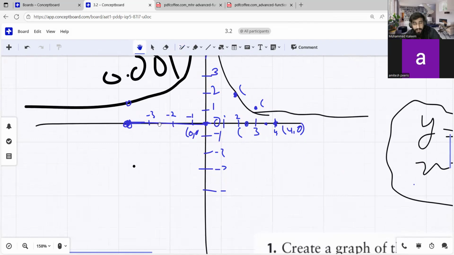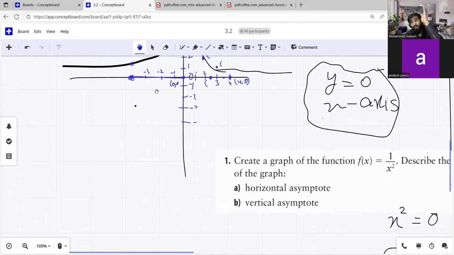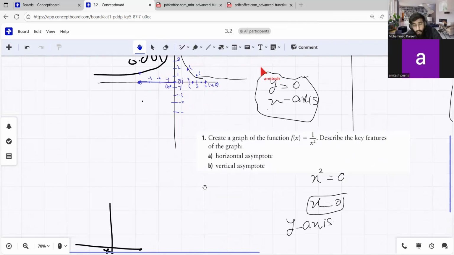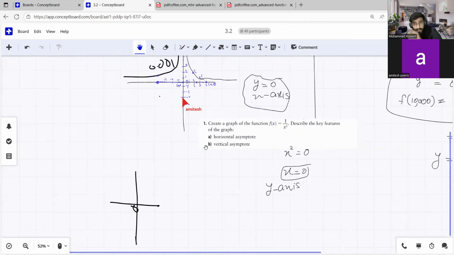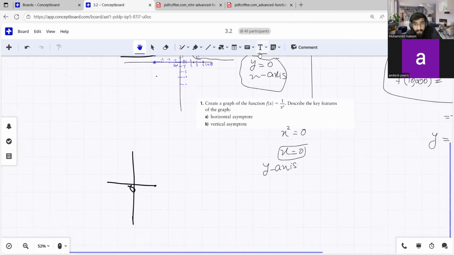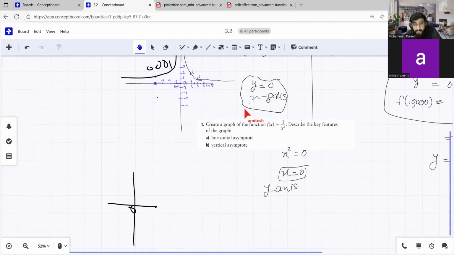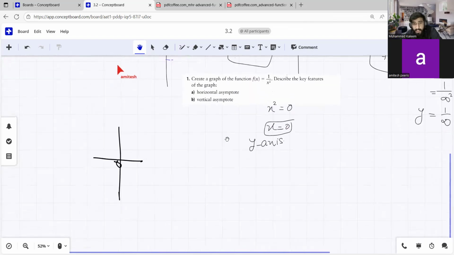Okay. And the same goes for the whole y-axis, where x equals 0. That's it, that's what I wrote here. Y equals 0 means the x-axis. Our x-axis is a horizontal asymptote, and our y-axis is a vertical asymptote. Got it?